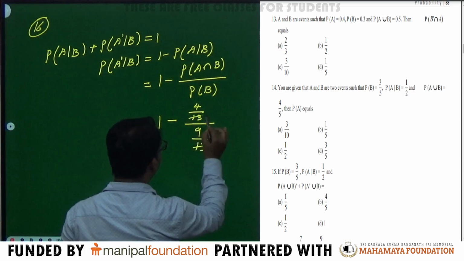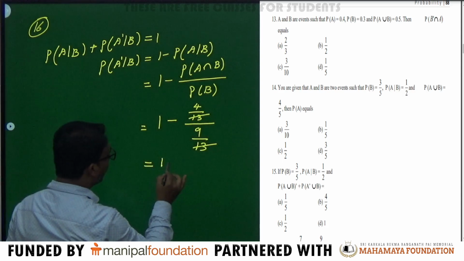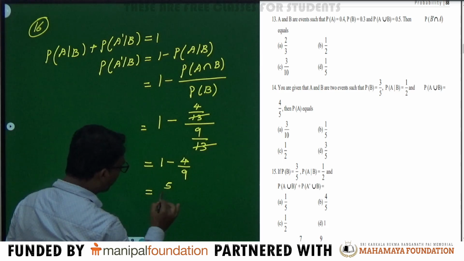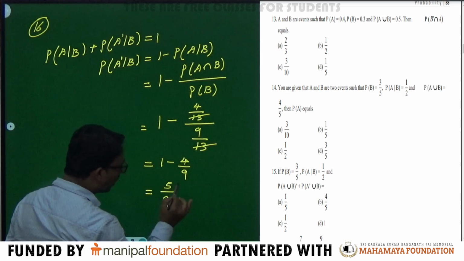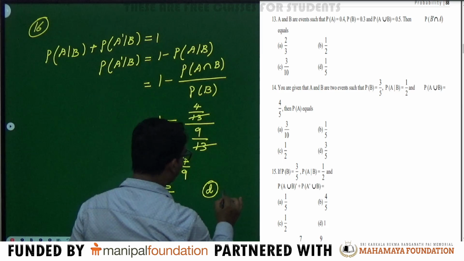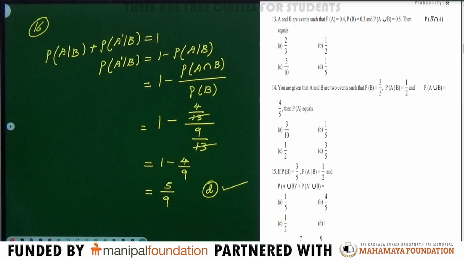So this 13 gets cancelled. We will get 1 minus 4 by 9. Take the LCM, simplify, we will get 5 by 9. Therefore, the correct answer is option D. The correct answer is option D. That is the value for question number 16.